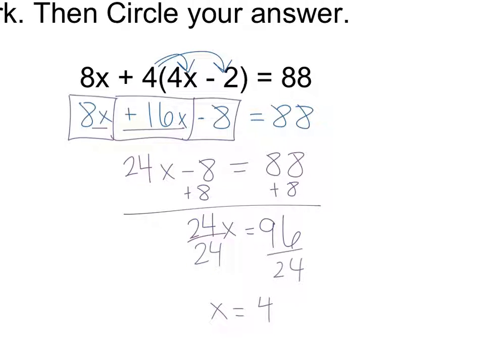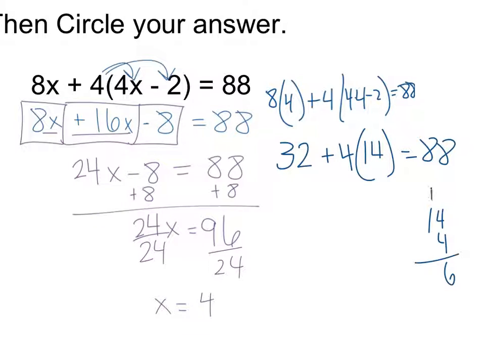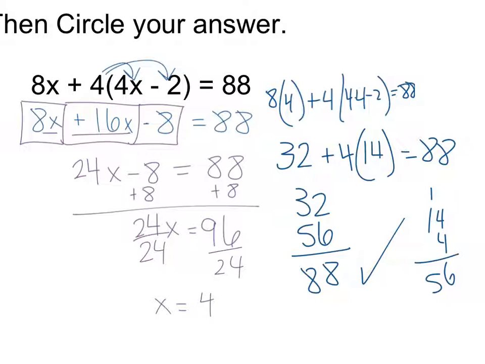If I go back to my original equation and I want to check it, let's see. We have 8 times 4 plus 4 times 4 minus 2 equals 88. See if I can squeeze that in. There we go. 8 times 4 is 32. Plus 4 times 4 is 16, minus 2 is 14, times 4 equals 88, right? 14 times 4 is 56. 32 plus 56 is indeed 88. My answer checks out. And that's how you solve a linear equation.